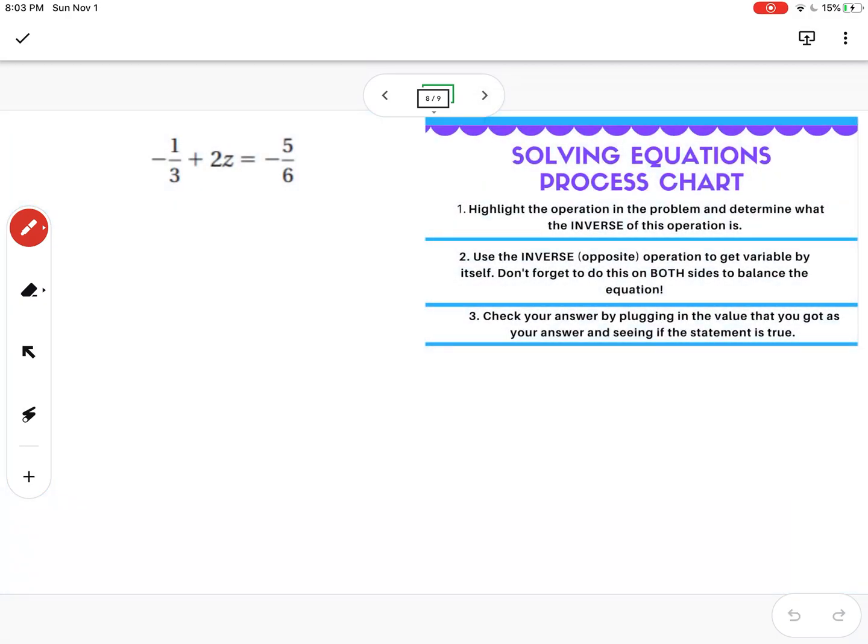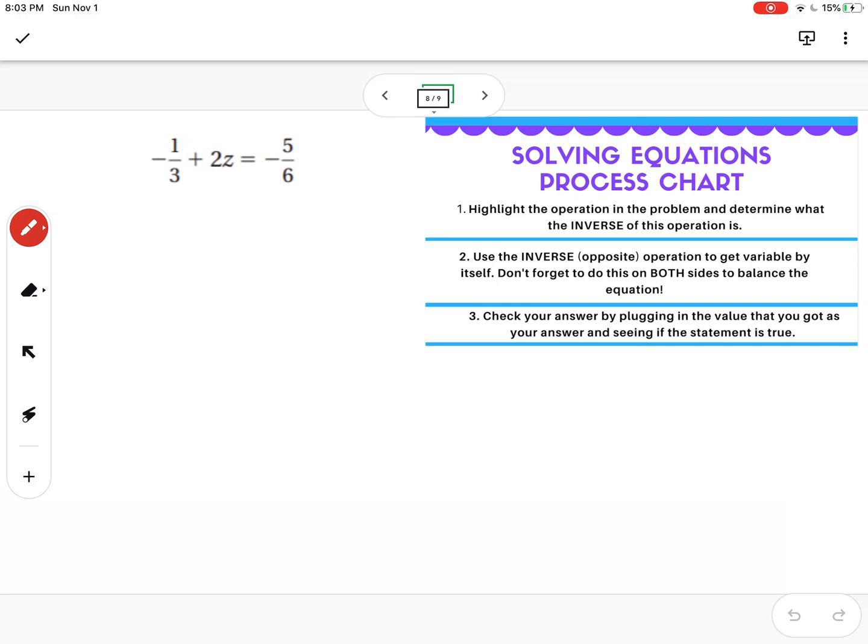All right, we have another two-step here, even a little bit more challenging now with fractions. So let's go ahead and start. Okay, in this case, our variable's in the middle. It doesn't matter where it is, but remember, we're always going to work with the variable last. So the first thing we see here is negative 1/3 plus 2z equals negative 5/6.